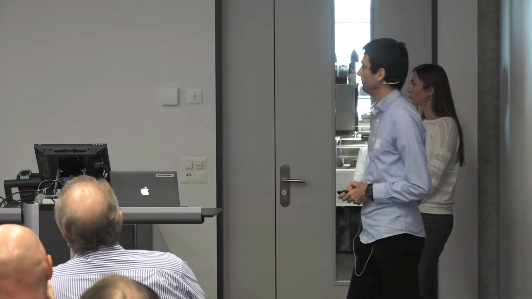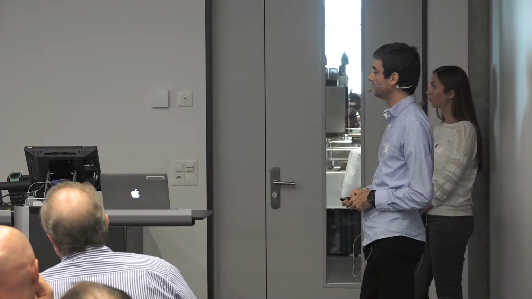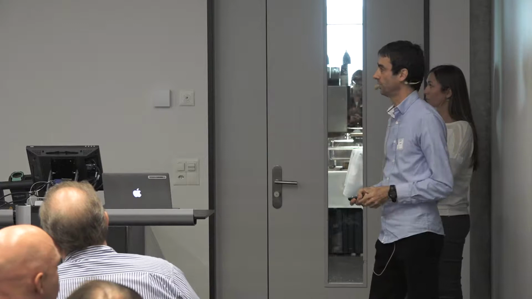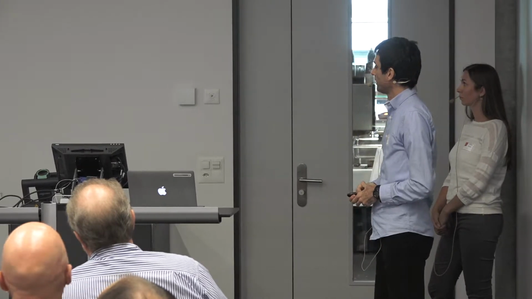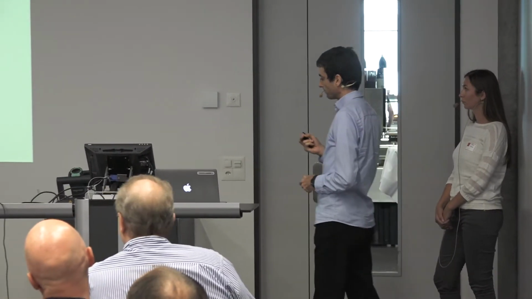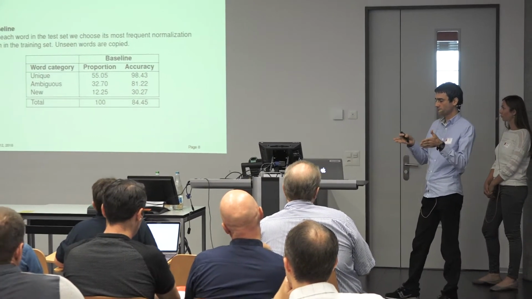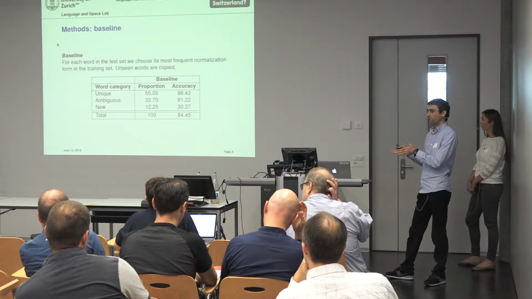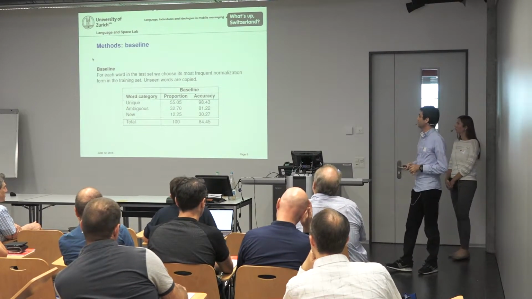We have established a baseline for our experiments, so a minimum threshold that we want to achieve in terms of performance. And the evaluation metric that we use is accuracy. So we just measure the proportion of units that have been correctly normalized by our models. So the baseline has been established as follows. For each Swiss German word in the test set, we look at the training set and we choose the most common normalization form.